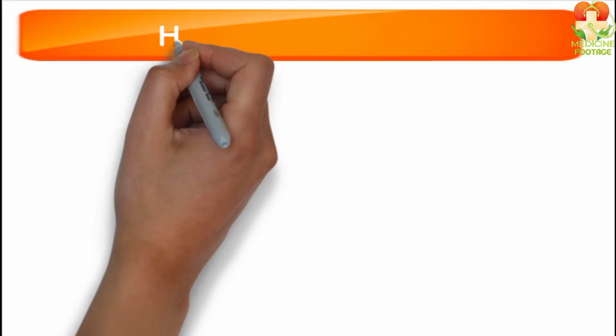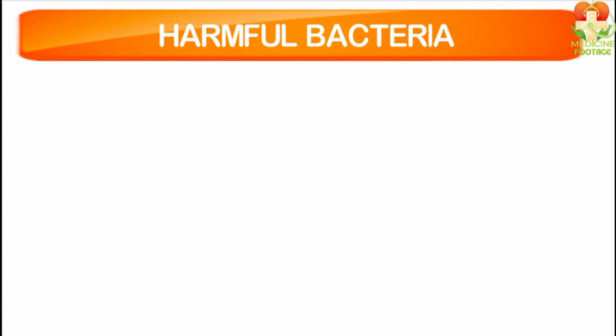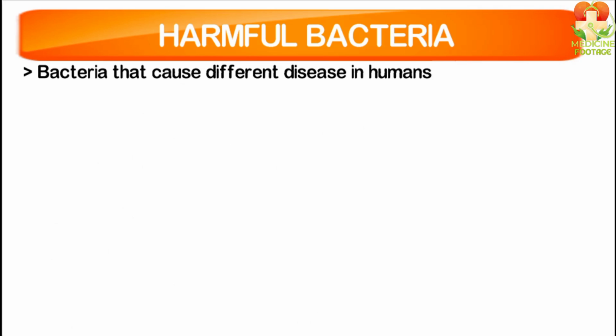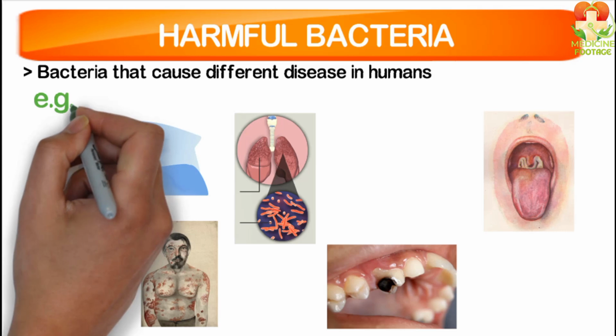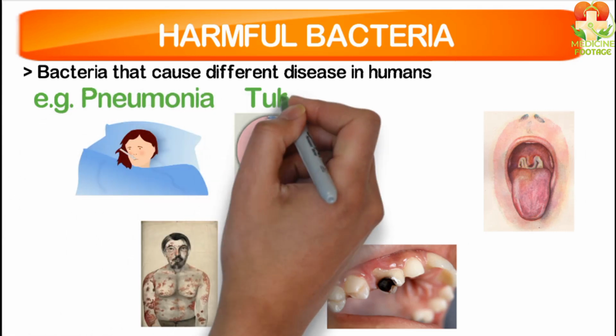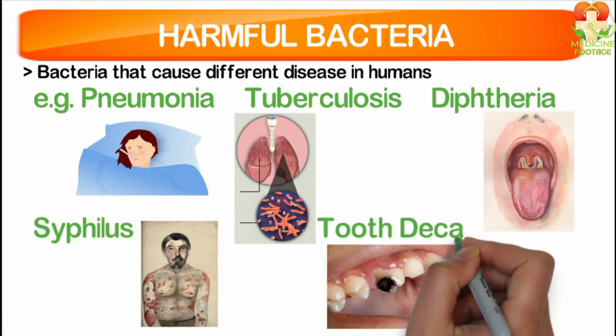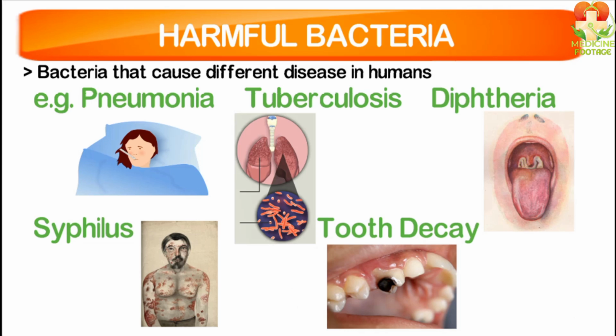Now let's come to harmful bacteria. These are the bacteria that cause different types of diseases in humans. These diseases are called infectious diseases. For example, I will mention pneumonia, tuberculosis, diphtheria, syphilis, and tooth decay. These are diseases caused by bacteria, and the treatment for these is through antibiotics only.